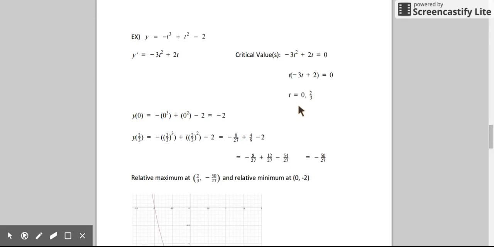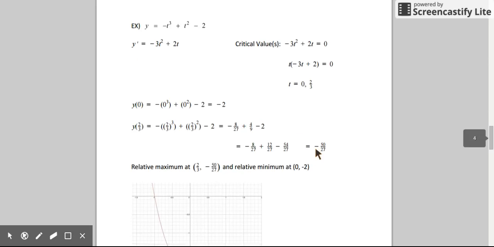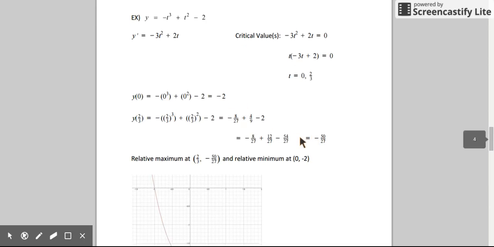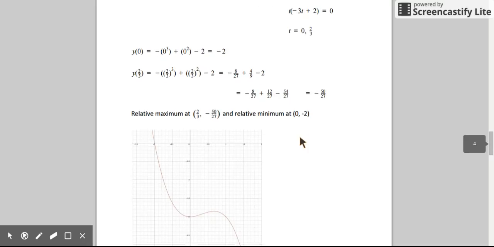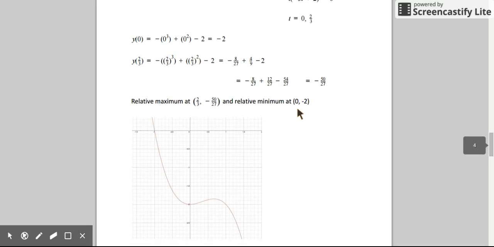Let's figure out which is which. If I plug 0 into my original function, I get an output of negative 2. And if I plug 2/3 into my original function, I get an output of negative 50/27. So negative 50/27 is actually slightly more positive than negative 2, although not much. So negative 2 is going to be my lowest value. It's going to be my relative minimum. And negative 50/27 is going to be my relative maximum.